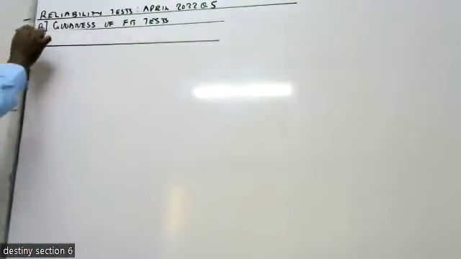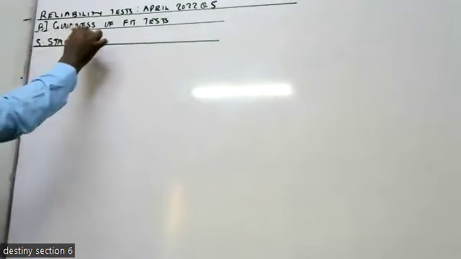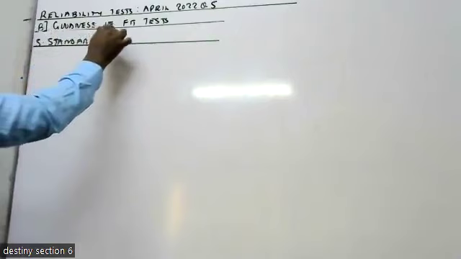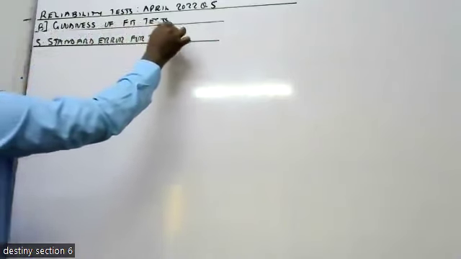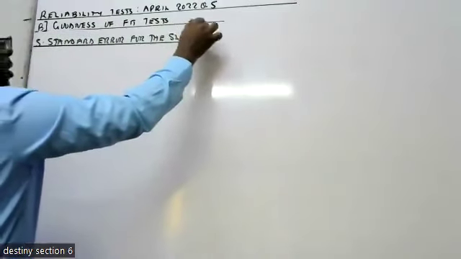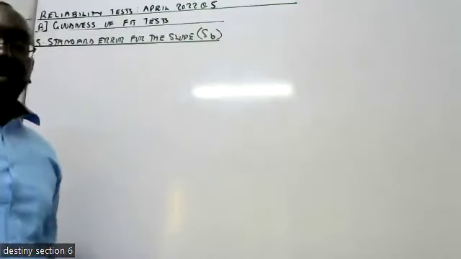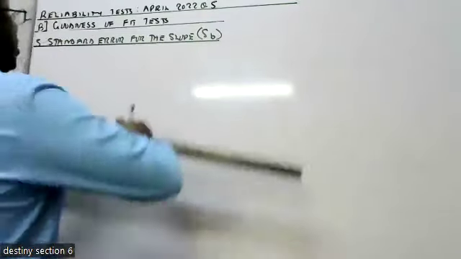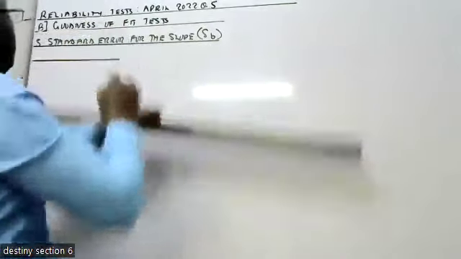Number 5 is called standard error for the slope, SB. This one shows the amount of error that is contained in the slope. It is also very, very simple.